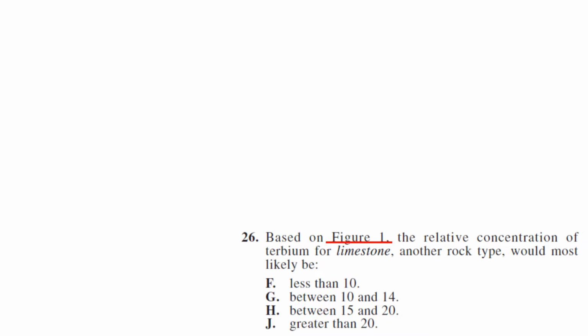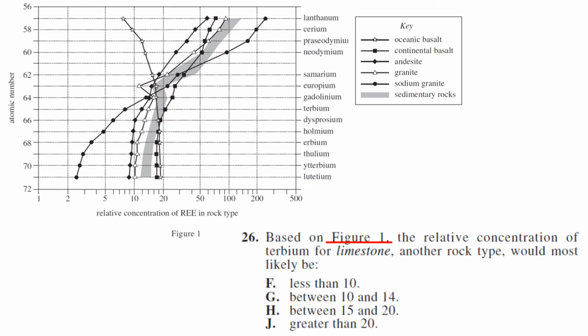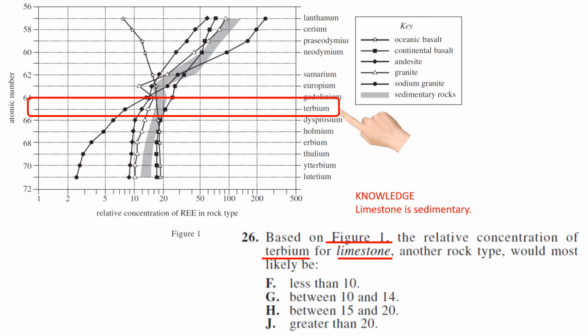Number 26, based on figure 1, the relative concentration of terbium. So terbium is right there for limestone. Okay, this one's tricky because you have to know that limestone is a type of sedimentary rock. Remember, 1 to 4 questions will be knowledge questions. So it's this little gray area that you see right here. Limestone is going to be somewhere in that area, which is about 15 to 20. So choice H.